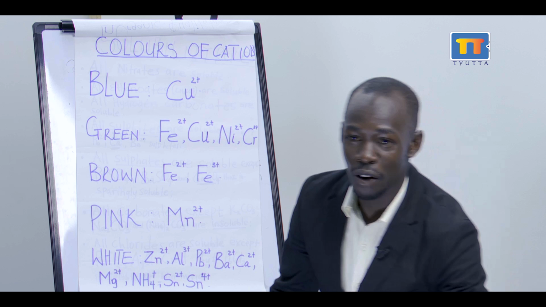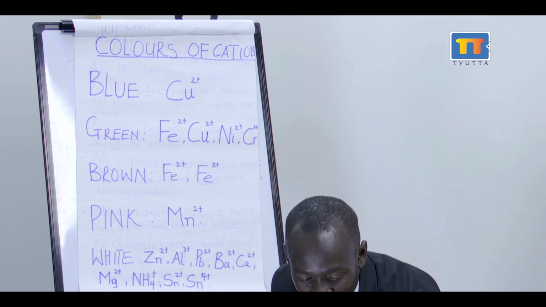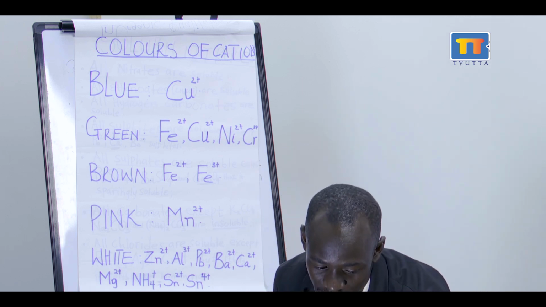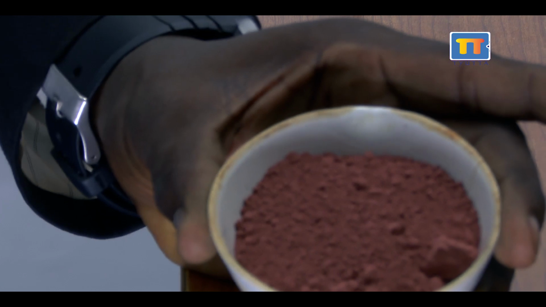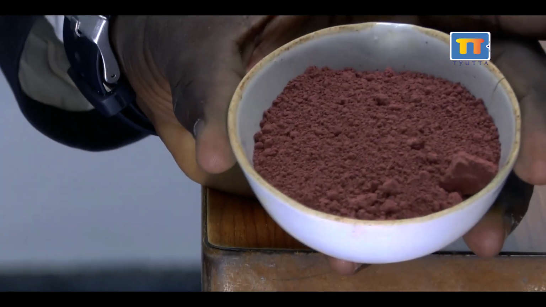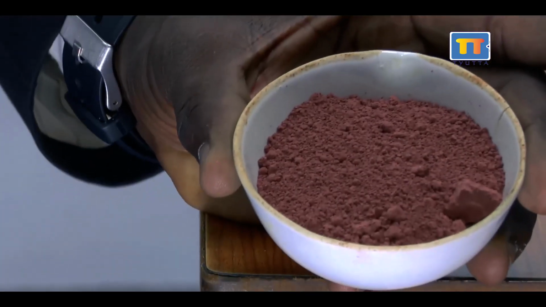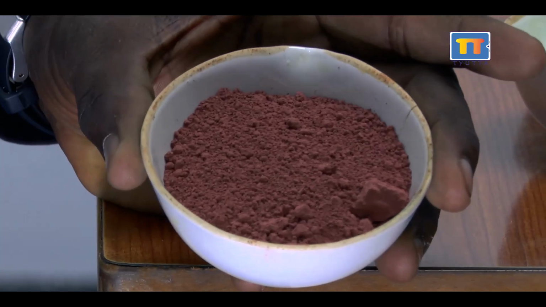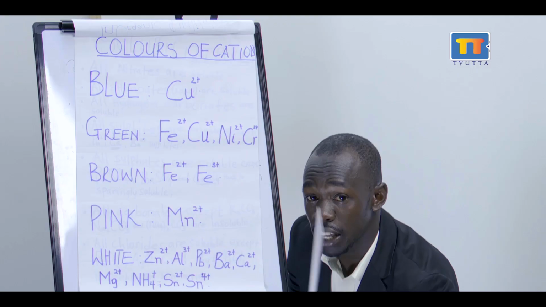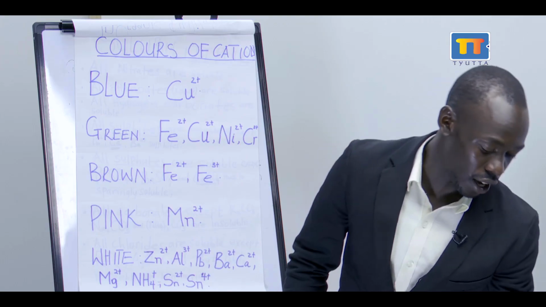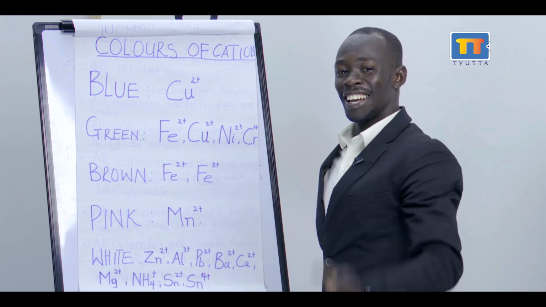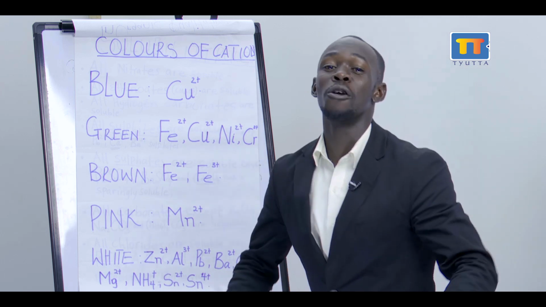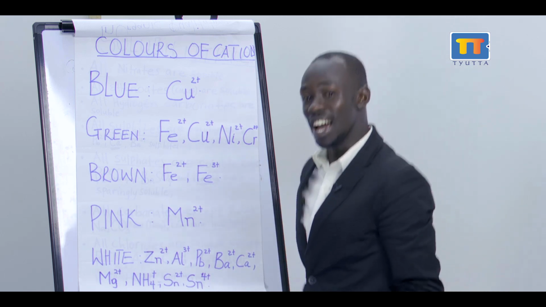Let me show you the brown color before I forget. Yes, our brown color is right here. This is the brown color which may be containing either iron 3 or iron 2. We are going to explain more about that. There is a lot of chemistry to discover here. Very nice. You people, the colors are almost getting closer to the end.